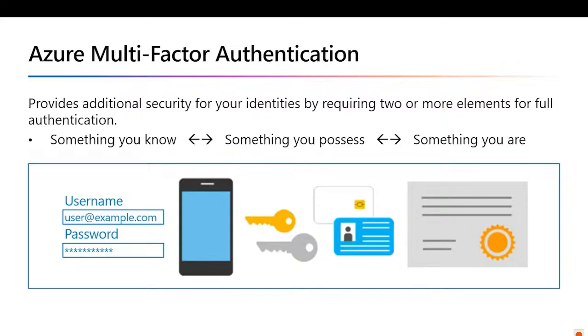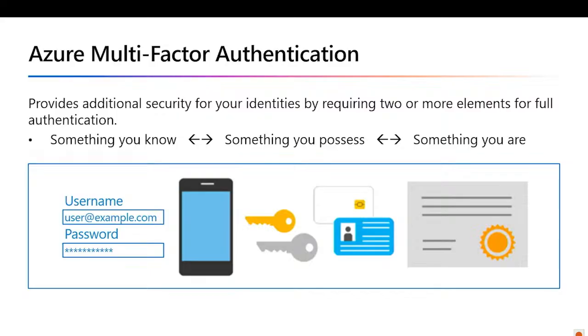A factor can be of different types. For example, a factor could be something that you know, such as a password or the answer to a security question. This is one of the most common forms of authentication and is something that the user must remember.